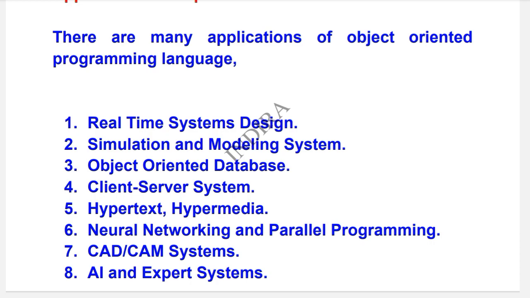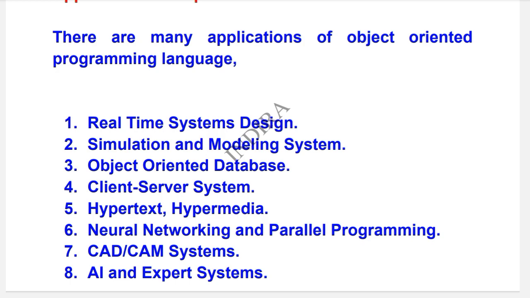What are those points? Real-time system design, simulation and modeling system, object-oriented database, client-server system, hypertext and hypermedia, neural networking and parallel programming, CAD and CAM systems, AI and expert system. Here real-time system design is nothing but robotics. That means robots also work like us in the present time.